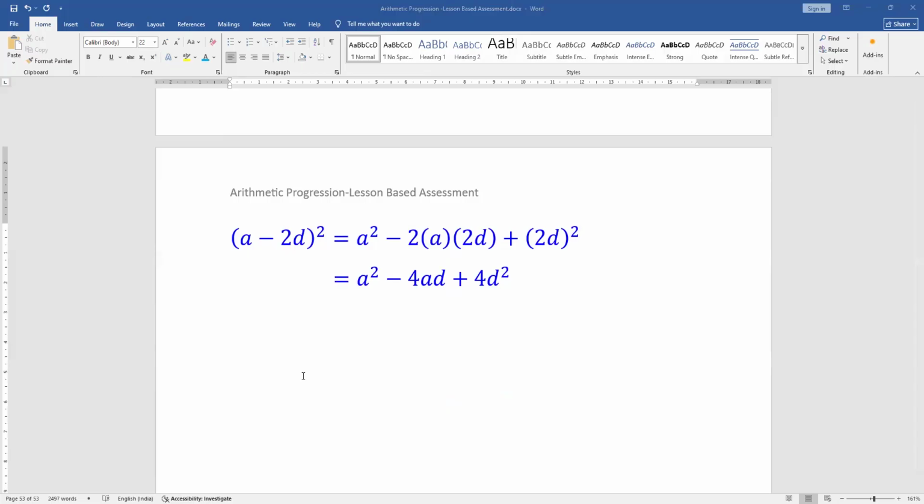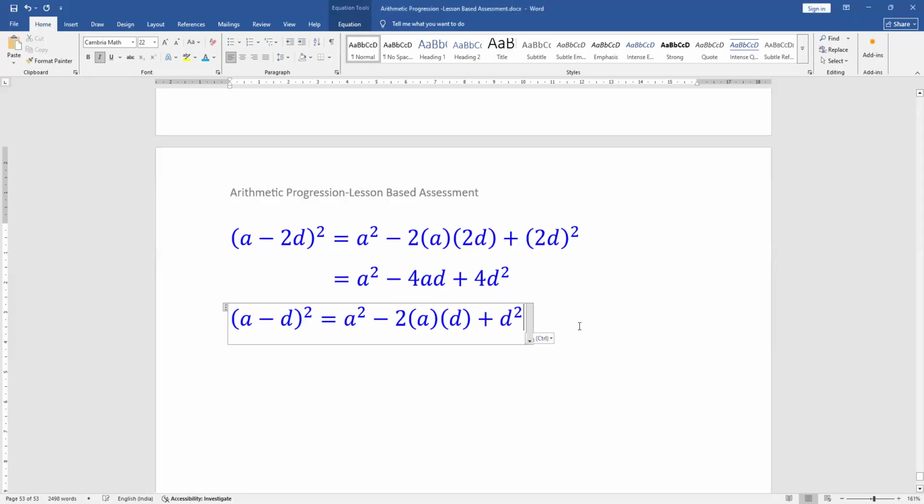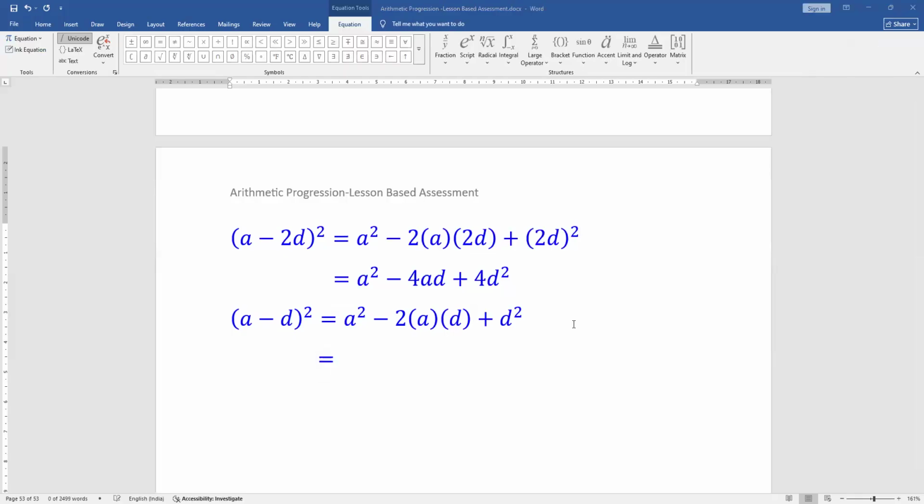Now on the same lines, I'm going to do (a minus d) whole square. So (a minus d) whole square will be nothing but a square minus 2ab, 2ab means 2ad, and then plus d square, okay, and then it's equal to a square minus 2ad plus d square.